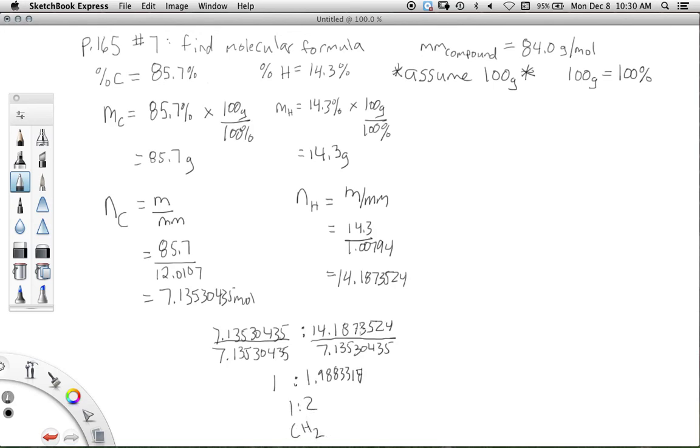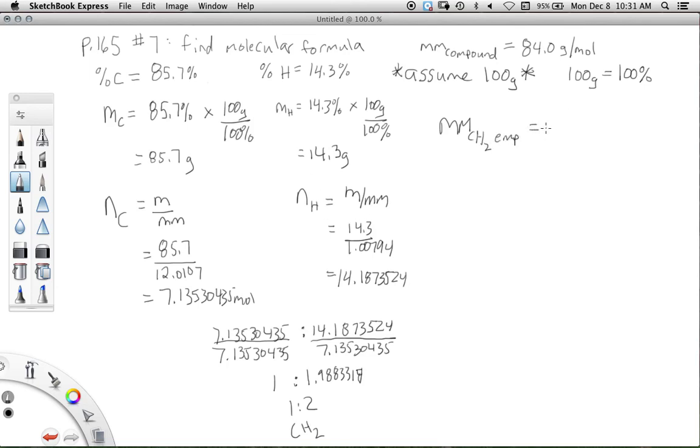So it's a CH2 empirical formula. But that's not what it wants. It didn't ask for just empirical formula. If it did, if it said what's the empirical formula, you're done at this point, CH2. It asks for the molecular formula. So the molar mass of my CH2, sorry, that should be 18. I'm going to erase it. CH2 empirical is equal to, well, let's find out.